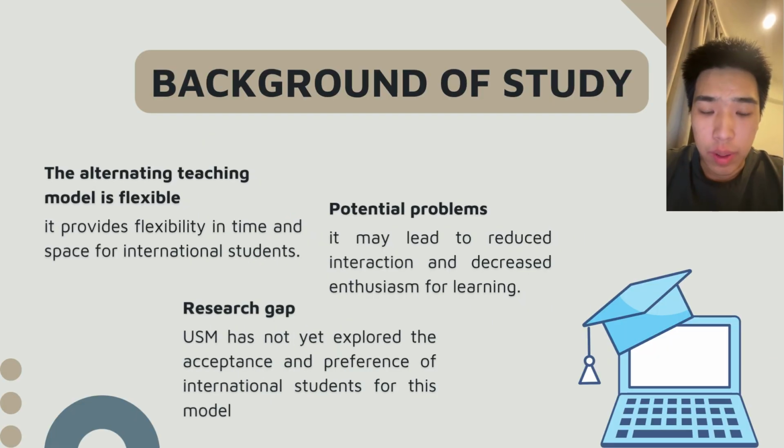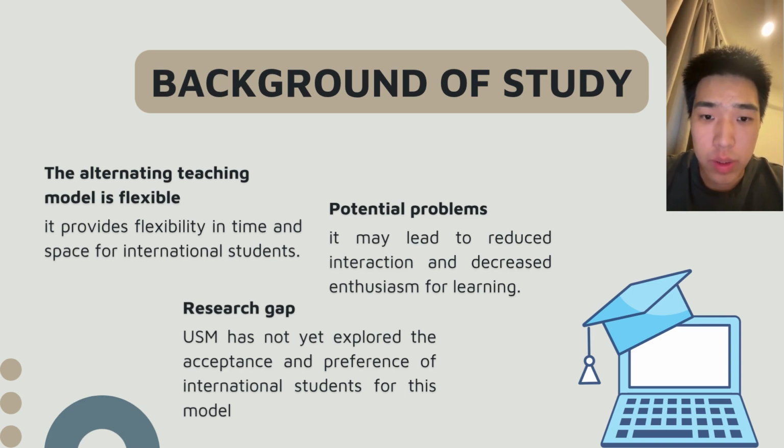Next, I want to talk about the background of study. First, the alternating teaching model is feasible and provides international students with feasibility in time and space. Second, although it is feasible, it leads to reduced interaction. Third, USM has not yet explored the preference of international students for the new normal.